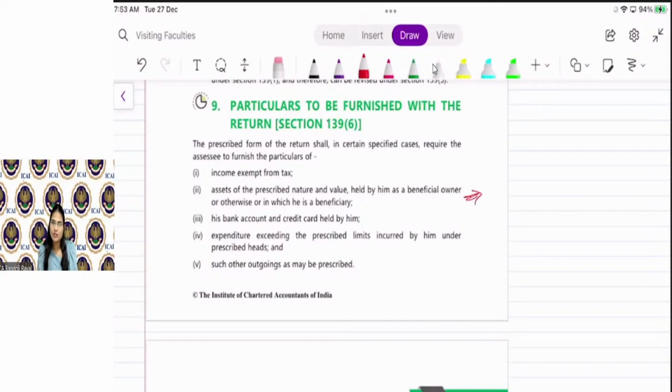Whatever the number of bank accounts you hold, you have to give details of all the bank accounts and credit cards to the government in your return of income. If you are not providing the details, then you are not eligible to file the return of income because there is an error, and if the error is not solved, then the return does not get uploaded. Expenditure exceeding the prescribed limit incurred by him under the prescribed head, and such other outgoing as may be prescribed.